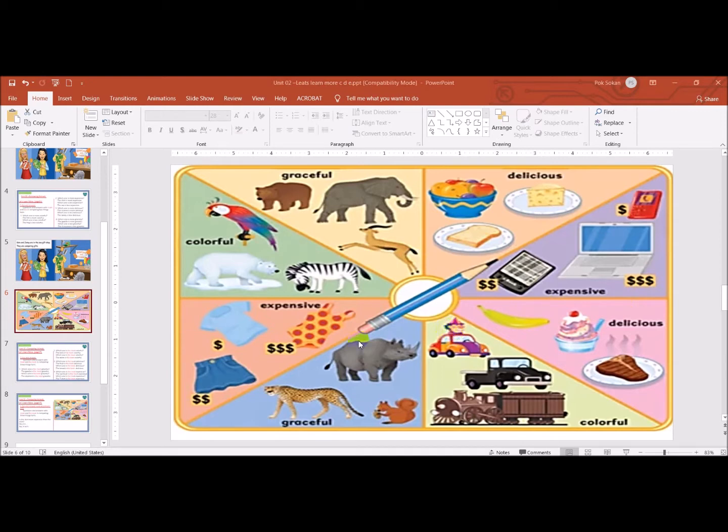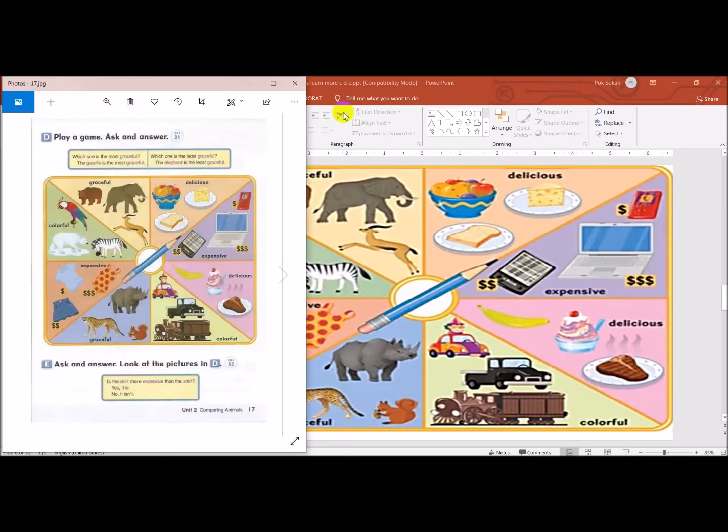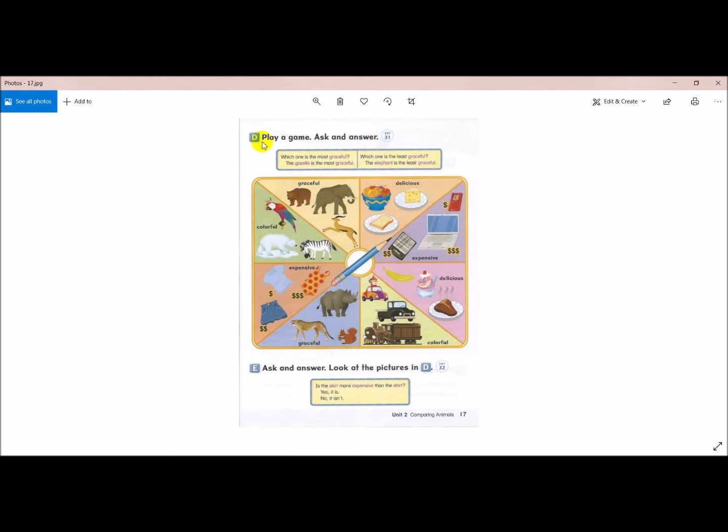to continue our lesson. Let's open your book on page 17. On page 17 we can see D, play a game, ask and answer. I am already focused on the second part, ask and answer. Now look at your yellow box on page 17. Which one is the most graceful?